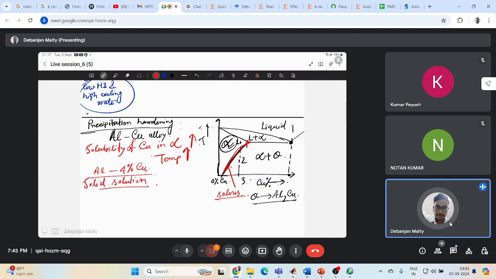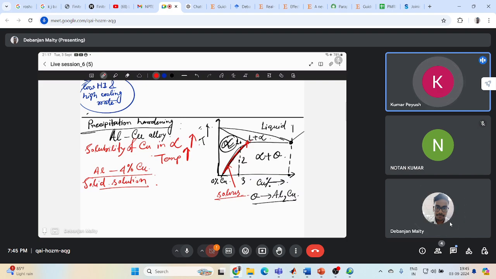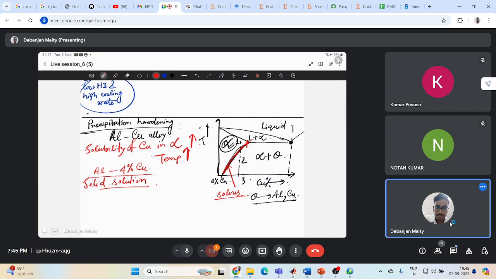Then I will quench it. What will happen upon quenching? It will cool rapidly. The solid solution will be rapidly cooled by water. You can cool it through water. Even for rapid quenching, air cooling, sorry, oil quenching is much more effective. Now, what will it do? It will form a supersaturated solution.